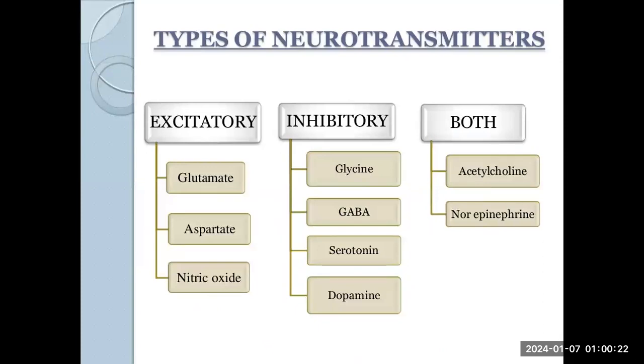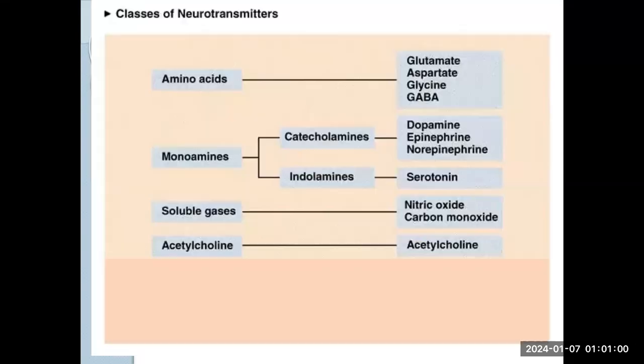Types of neurotransmitters. They are divided into two main classes, but there is a third one also: excitatory, inhibitory, and the ones which have both excitatory as well as inhibitory function. Excitatory include glutamate, aspartate, and nitric oxide. Inhibitory include glycine, GABA, serotonin, and dopamine. And both include acetylcholine and norepinephrine.